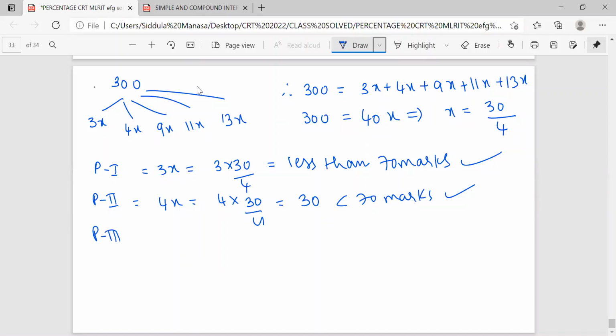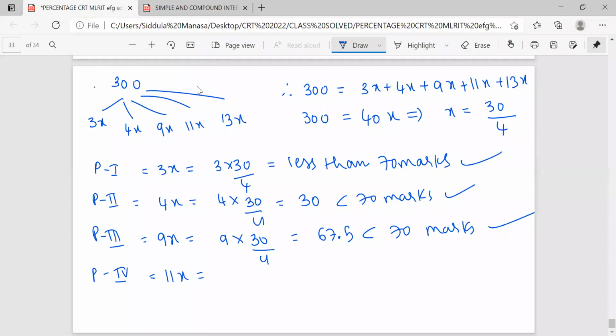What about paper 3? In paper 3, 9x, which is 9 into 30 by 4. How much do you get? 67.5, which is less than 70 marks. Paper 4 is 11x, so 11 into 30 by 4, which will be 82.5, which is more than 70 marks. We require less than only, so it will be eliminated.